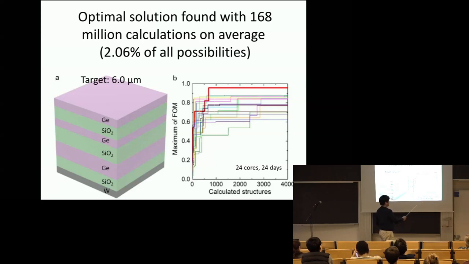So actually, 24 cores is not at all large. It's only one CPU, not two. Normally one CPU has 12 cores, so two CPUs.